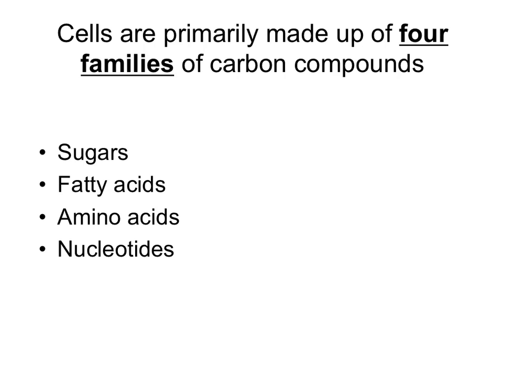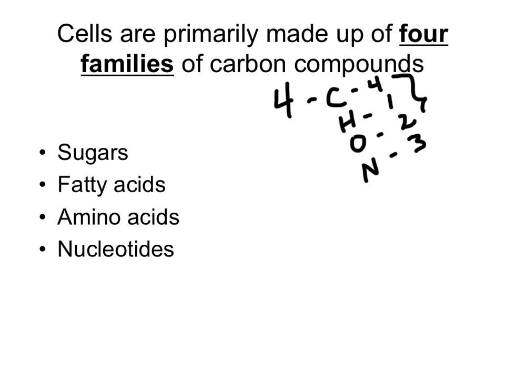Carbon is probably one of the most useful atoms, right? We talked about the four atoms that make up life. The four atoms are carbon, hydrogen, oxygen, and nitrogen. And we know that carbon will make four bonds. Hydrogen only needs to make one, oxygen needs to make two, and nitrogen will make three to complete their outer shell.